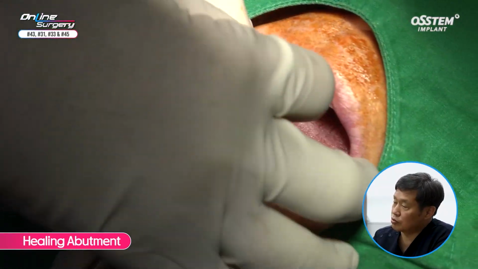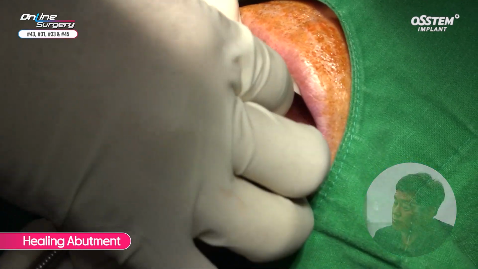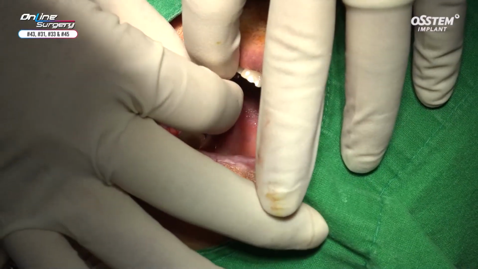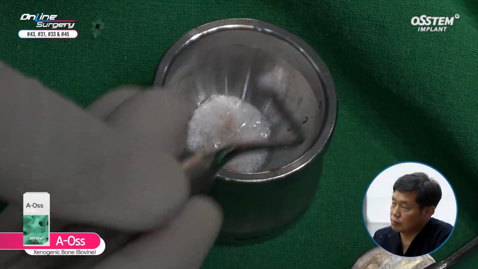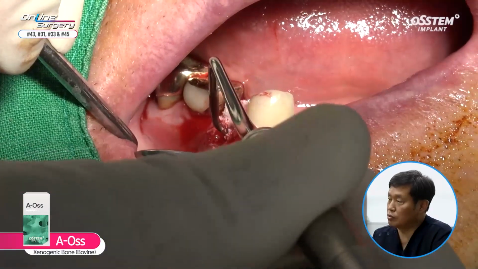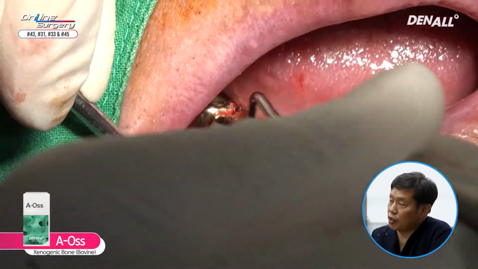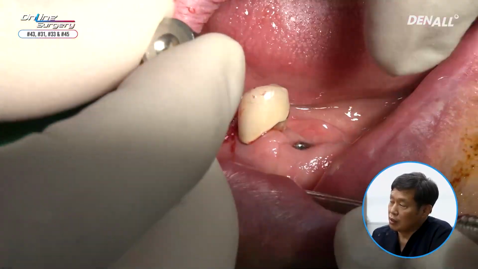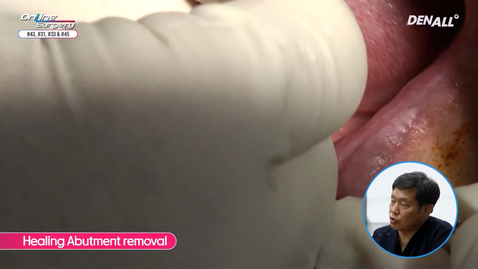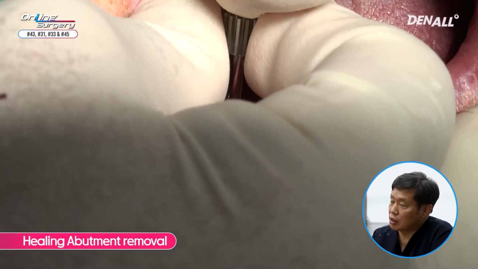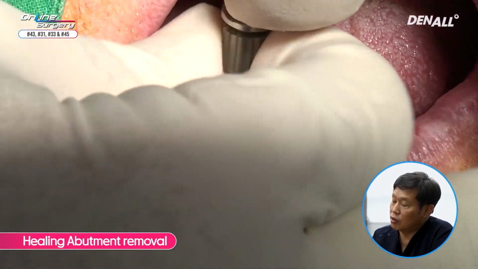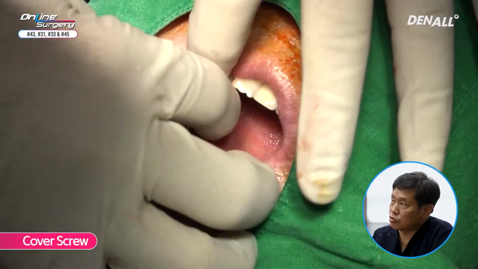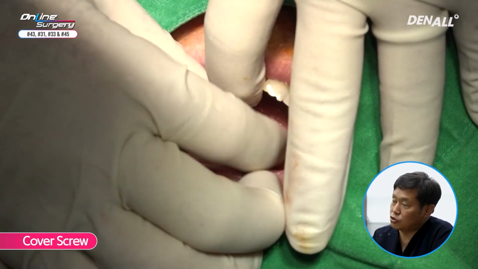Healing abutment connection was done. Healing abutment connection was done on the buccal side. In the buccal side, gap bone filling was attempted. If you use a healing abutment, grafting can be difficult. In this case, a healing abutment was removed and a cover screw was used so that the bone graft does not go towards the implant.